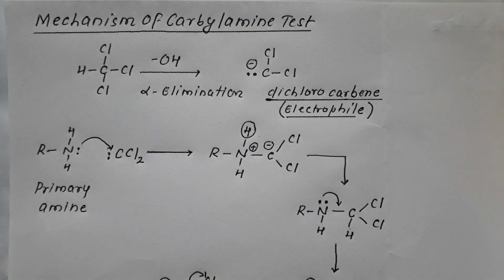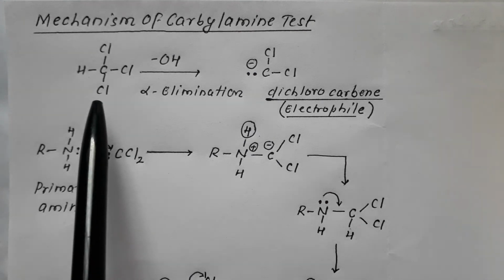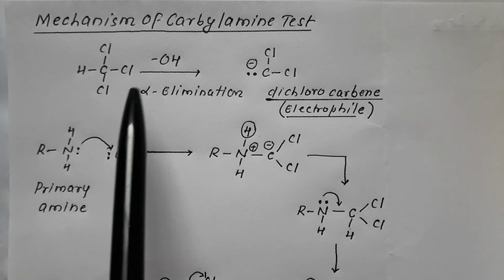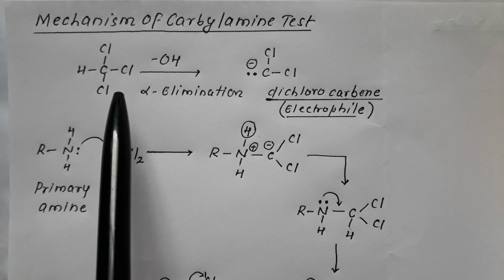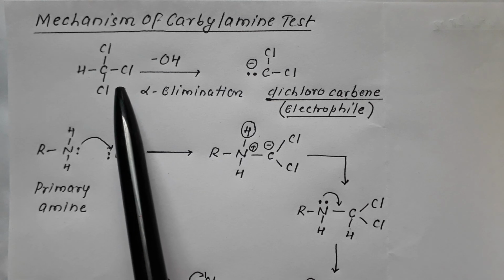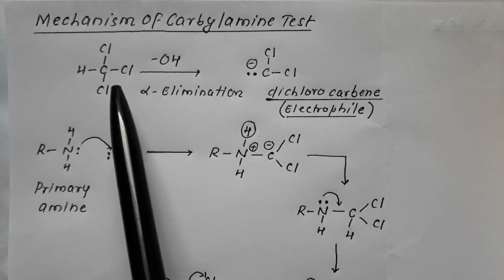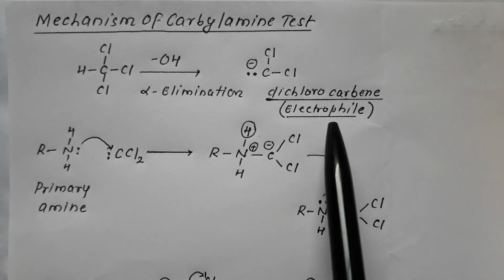So let us discuss the mechanism of carbylamine test. This is the test to differentiate primary amines from the others. So what happens? This molecule of chloroform, CHCl3, in presence of OH- loses a molecule of HCl and gets converted into dichlorocarbene, which is an electrophile.